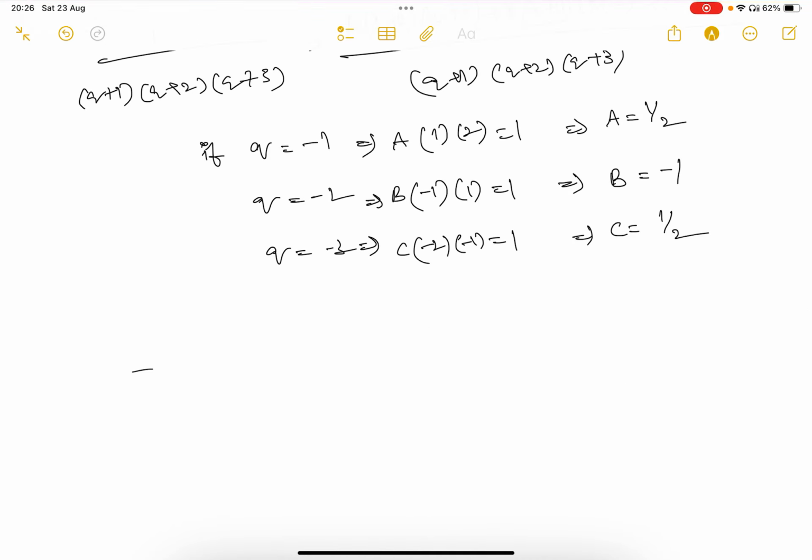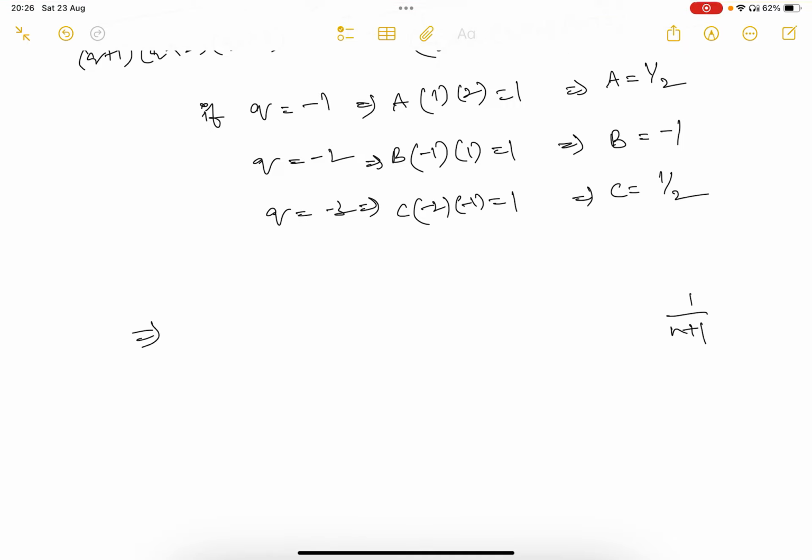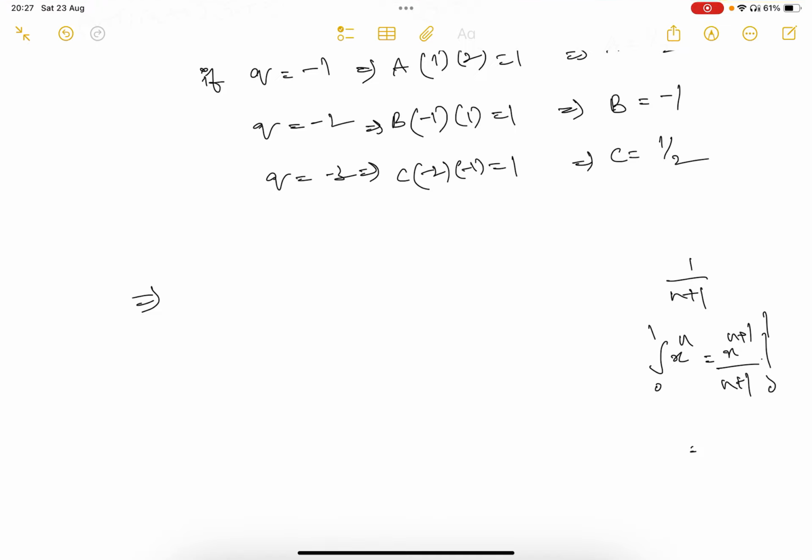That is, as you can see, we have these denominators 1 by n plus 1, 1 by n plus 2, 1 by n plus 3. Similarly, if you integrate x power n, this will be x power n plus 1 by n plus 1. So to get the numerator part as 1, you can just substitute the limits 0 to 1. Then this will be 1 power n plus 1 by n plus 1, which is 1 by n plus 1, minus 0 by n plus 1, which is 0.